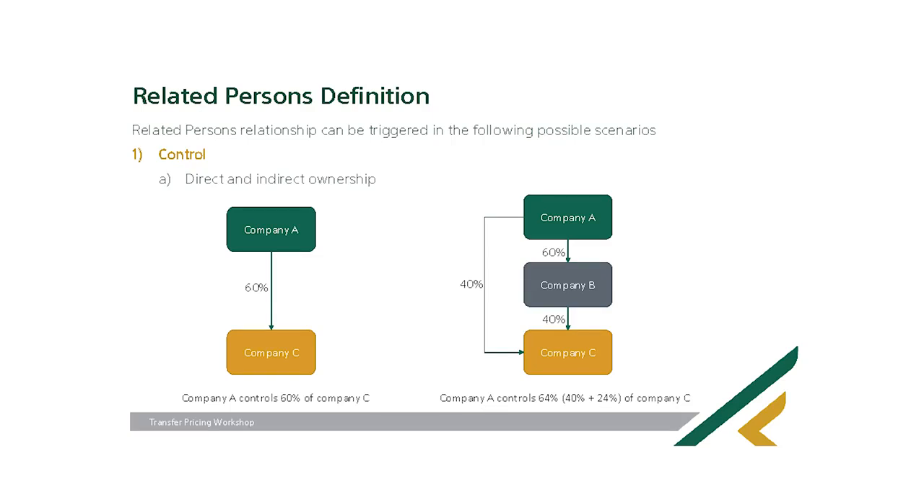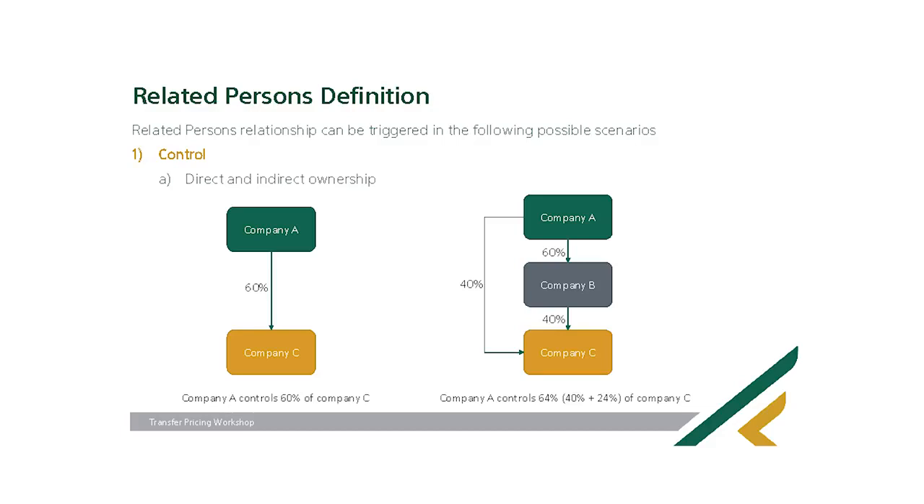Here we have two ways of control through ownership: the direct way and the indirect way. The direct way is straightforward. Company A owns 60%, or 50% plus, of company C. It means both companies are considered related persons, and a transaction, as we have said, must be carried out on an arm's length basis.